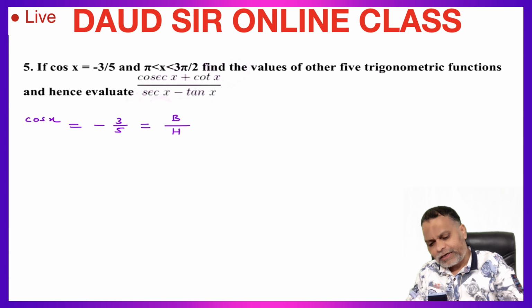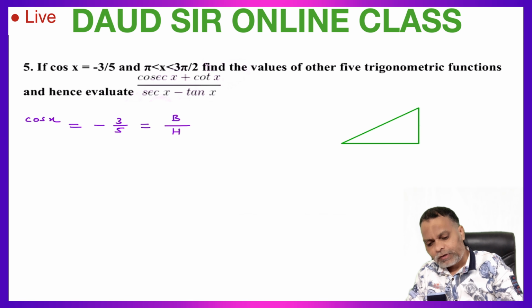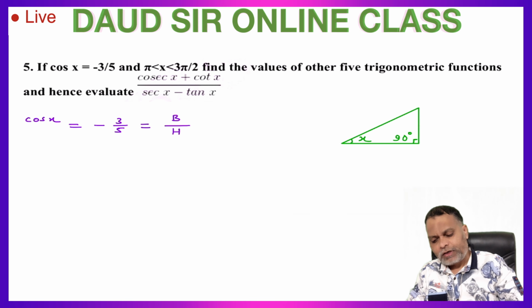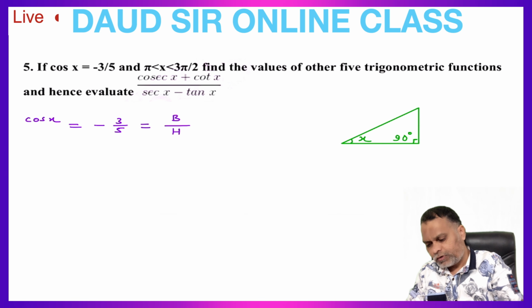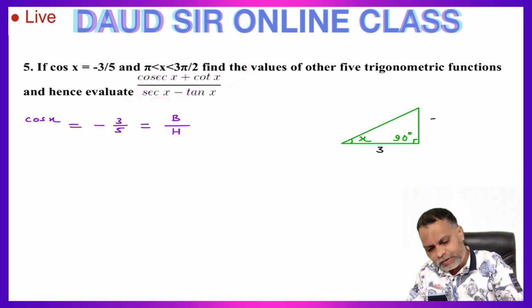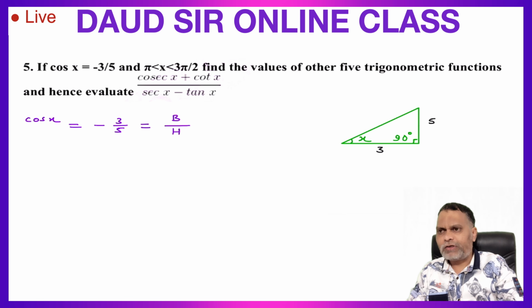Make one right angle triangle. Suppose this is a right angle triangle. This is 90 degrees and this angle is x. So for this acute angle x, this is base, this is perpendicular and this is hypo. So base is equal to 3, perpendicular is equal to 5. So we have to find out this hypo value first by using Pythagoras theorem.